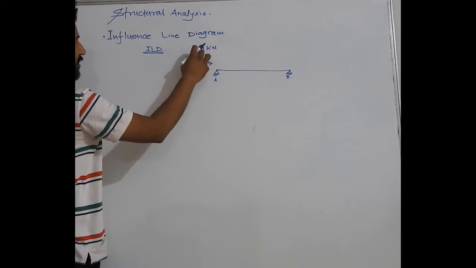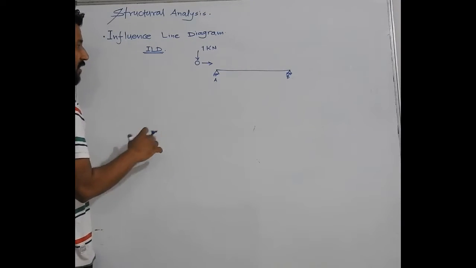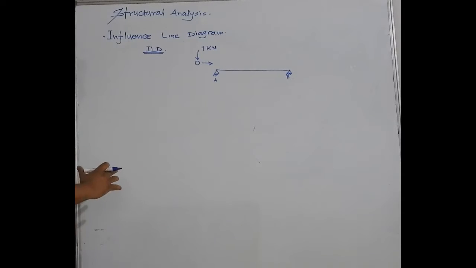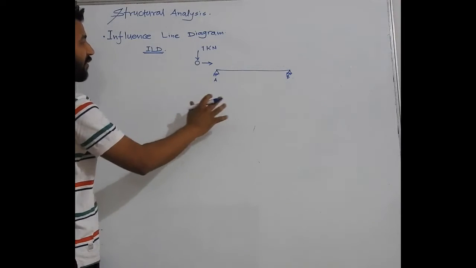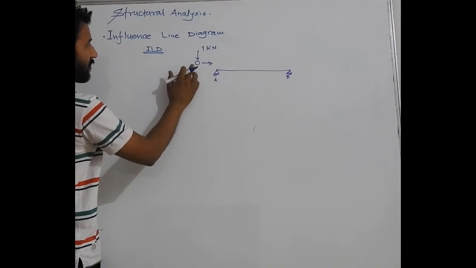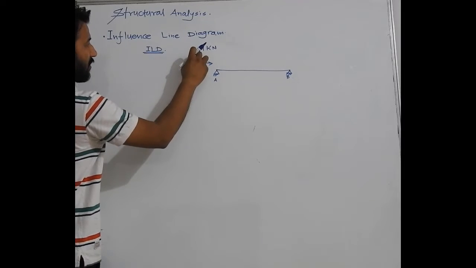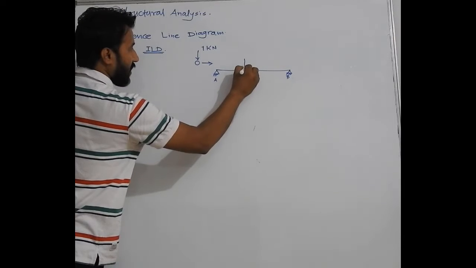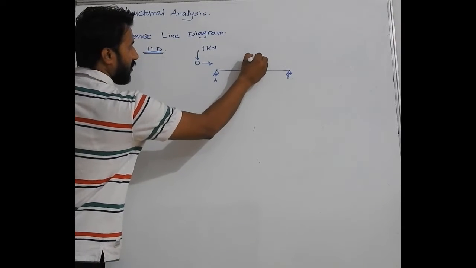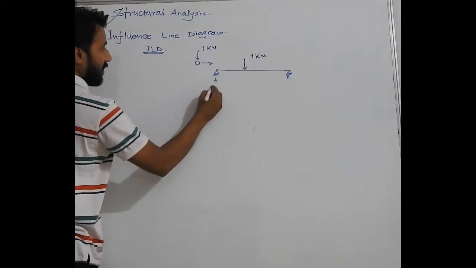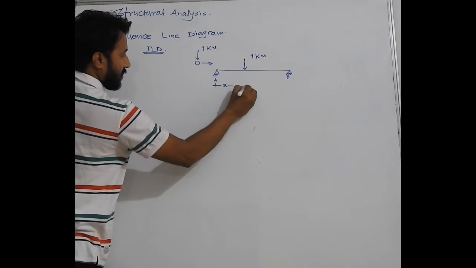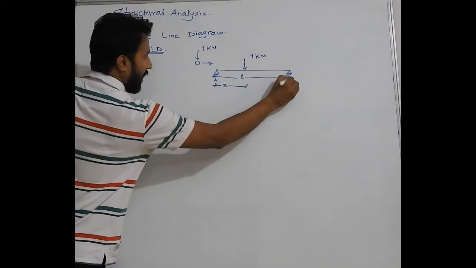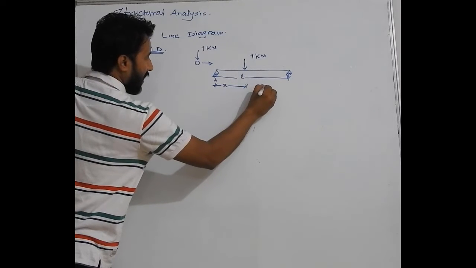Now this load is not on the girder. Hence this girder has no load over it, so no reaction and no bending moment will be there. Now if we consider this moving load moving on this girder and it rests at this point, this 1 kilonewton load is at this point. Consider this point is x distance from A. Suppose this member has length L, so the remaining distance will be L minus x.